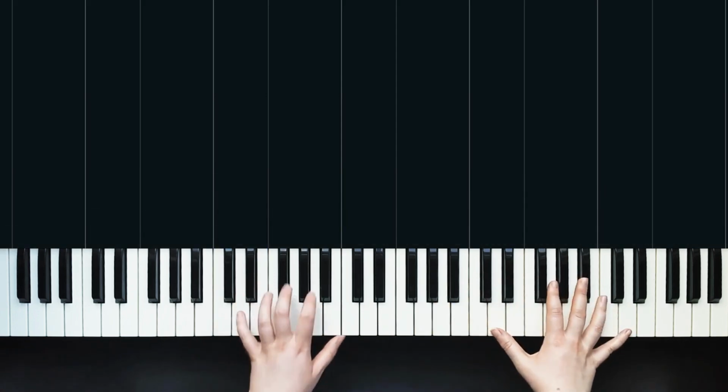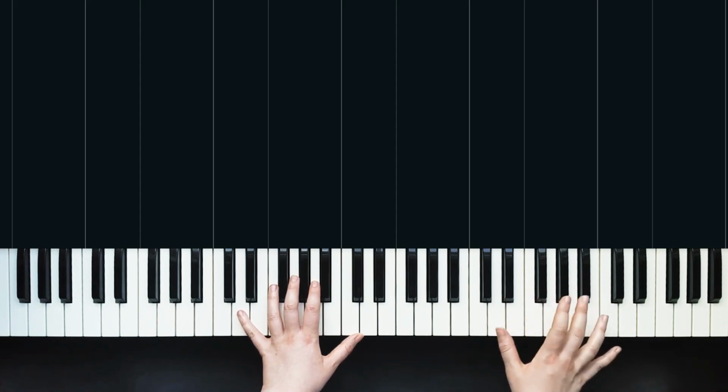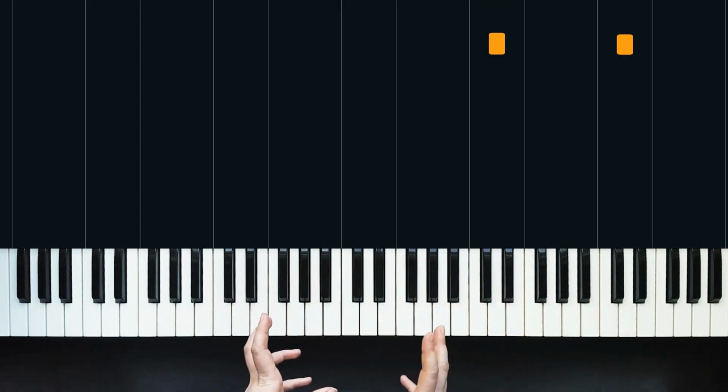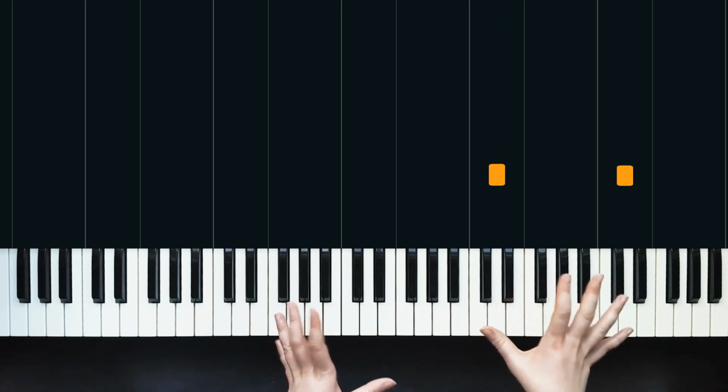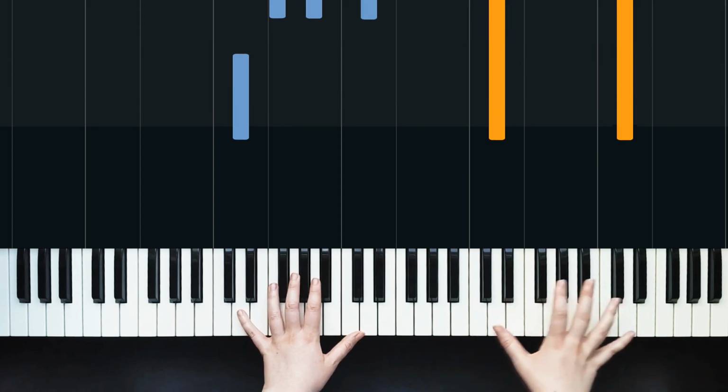Right, I'm going to show you that section all again. Remember, in the octave section now, Yann Tiersen does this a lot. So he'll play an idea and then he'll extrapolate it by building it up and playing it as an octave. Okay? Little tip there if you ever want to decide to compose your own piece.